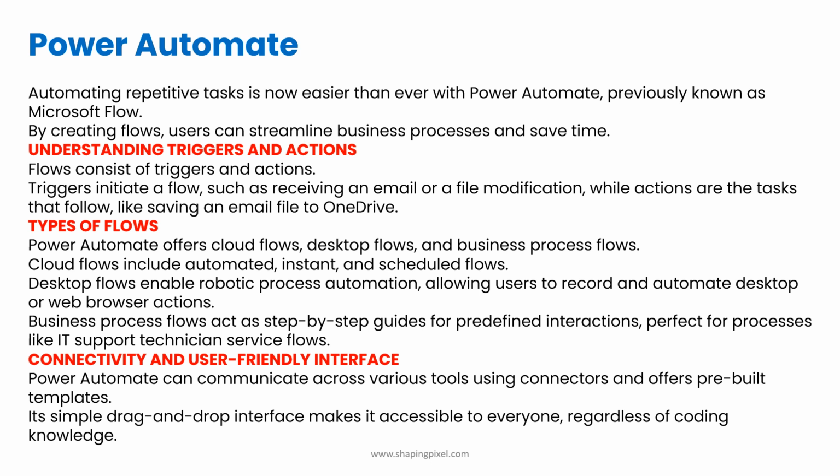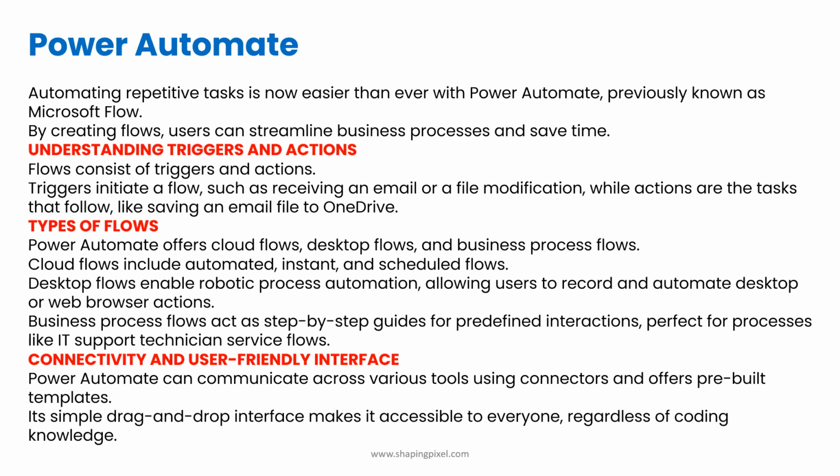Types of flows. Power Automate offers cloud flows, desktop flows, and business process flows. Cloud flows include automated, instant, and scheduled flows. Desktop flows enable robotic process automation, allowing users to record and automate desktop or web browser actions.